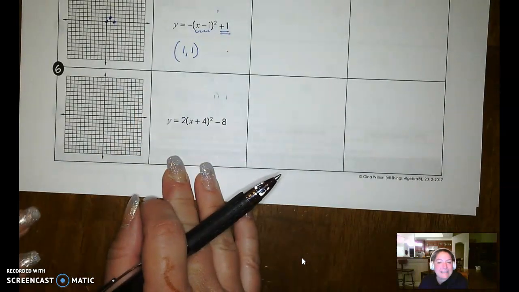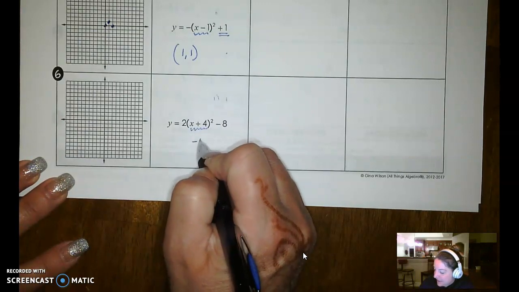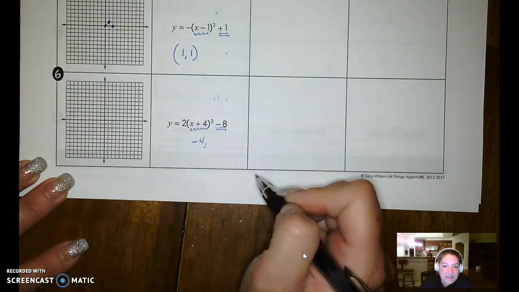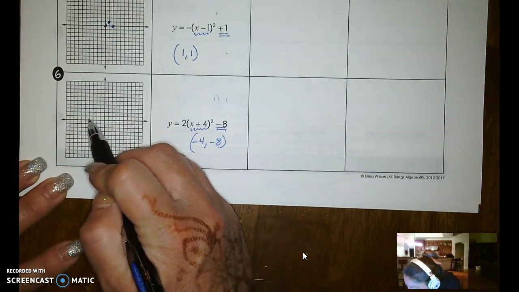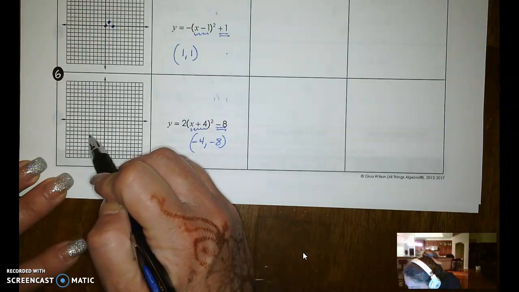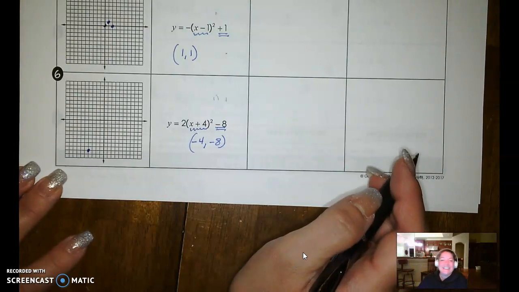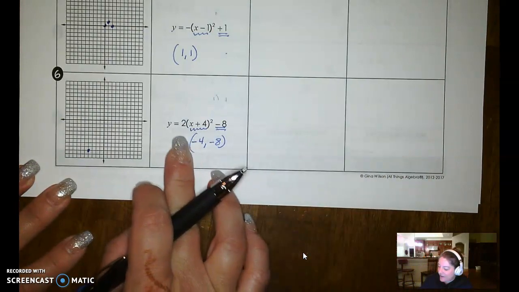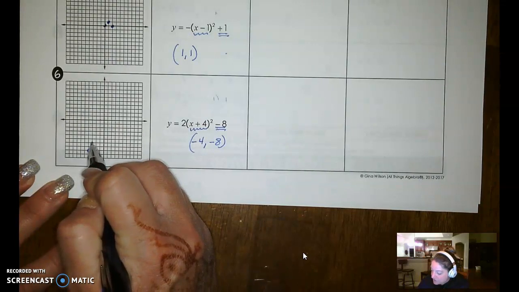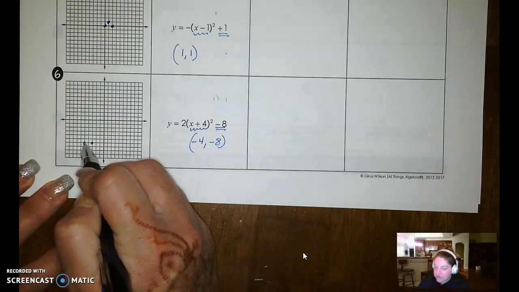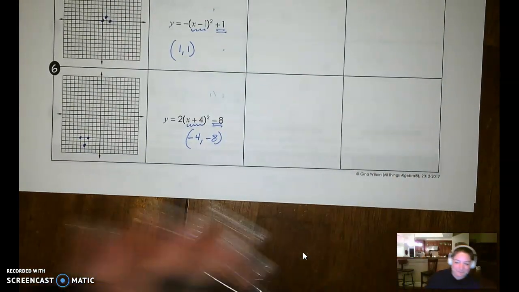Okay, all right, last one of this kind. Let's do it again. My vertex, I'm going to do the opposite of what's inside, so -4. Not the opposite of the outside, so -4, -8. My A value this time is 2, so I'm going to go over 1, up 2. Over 1, up 2. So I don't want to do anything yet. Again, I'm going to show you what that looks like in a second, okay?